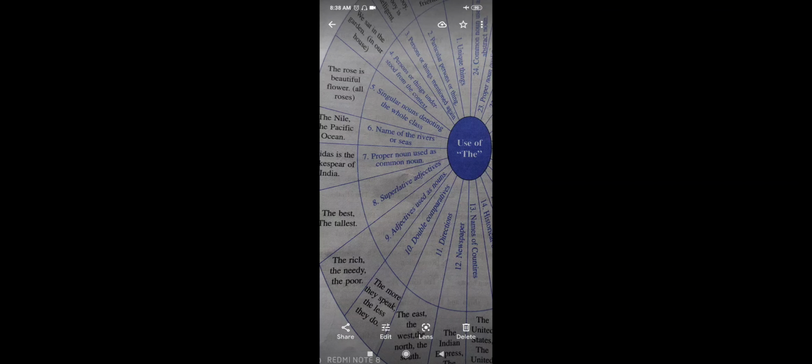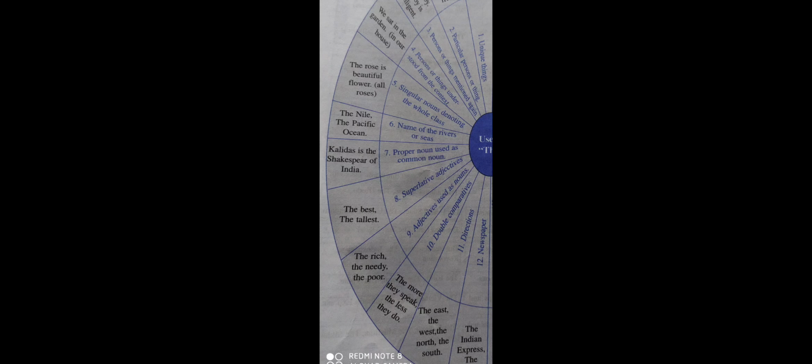Also, rule number 6 is the names of rivers or seas. You have to remember that we use the article the with the names of the rivers and seas, not with the word river or sea. No, but with their names. For example, the Nile, the Pacific Ocean.